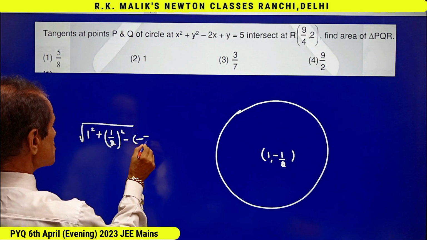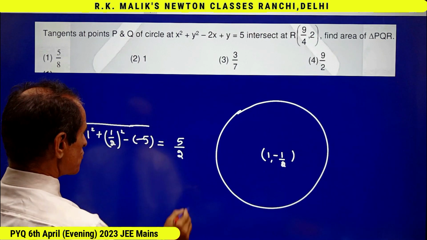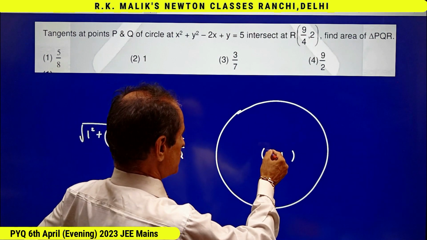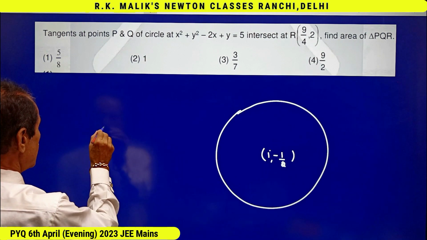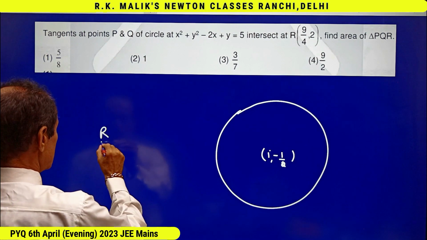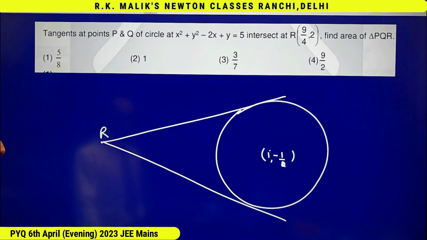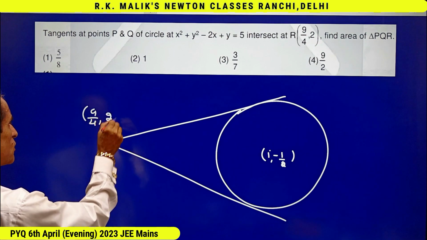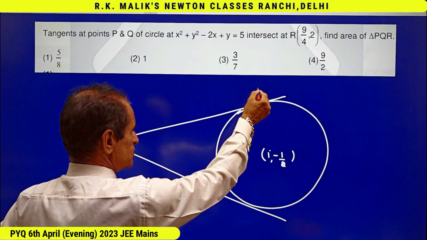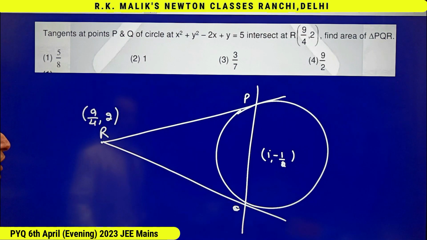minus 5, that is 5 by 2. That is, the circle has radius 5 by 2. And then he says that from the point R, we draw two tangents to the circle. The point R is (9/4, 2), and this is the line PQ. We have to find the area of triangle PQR.